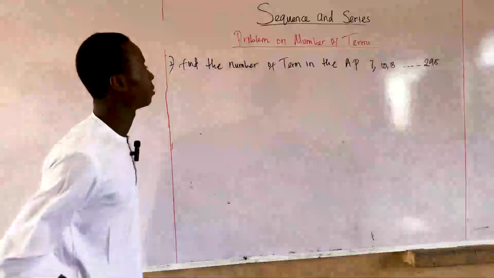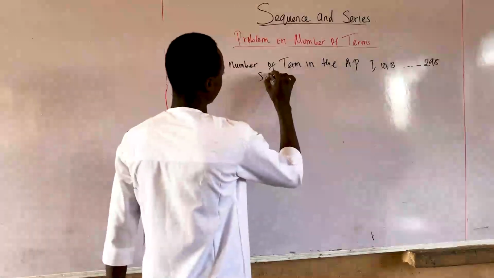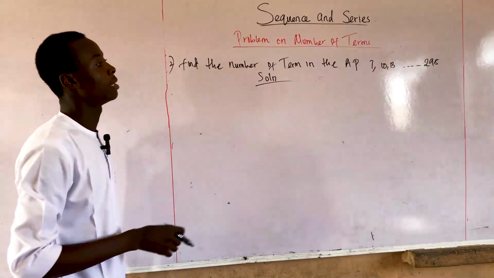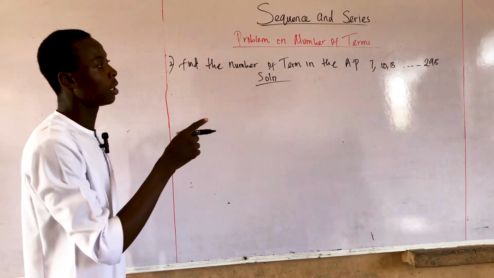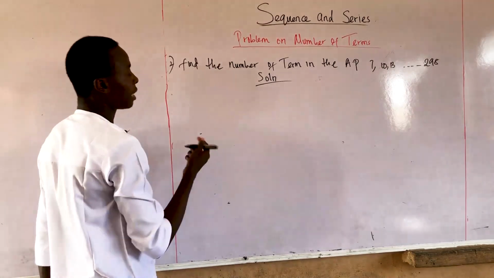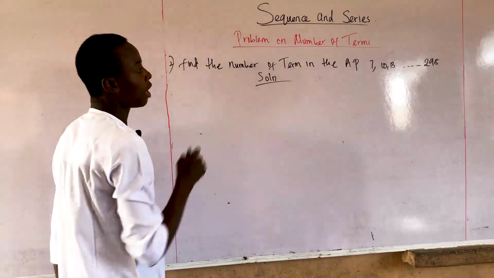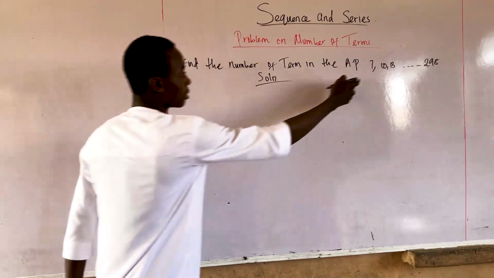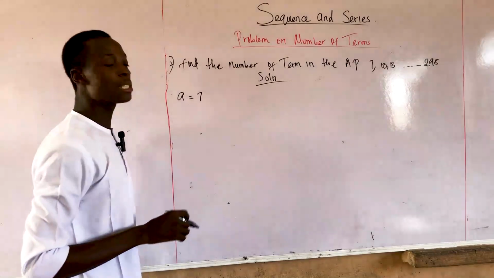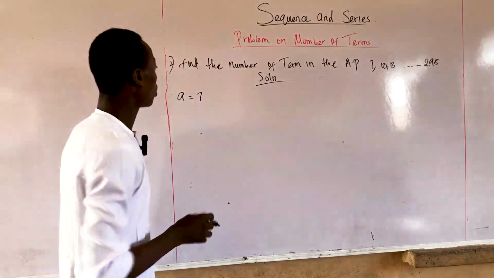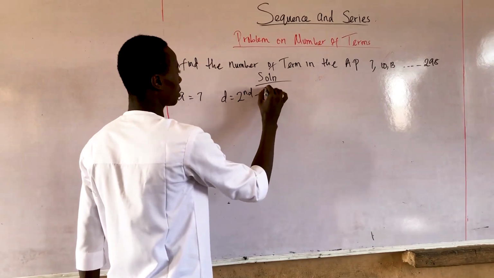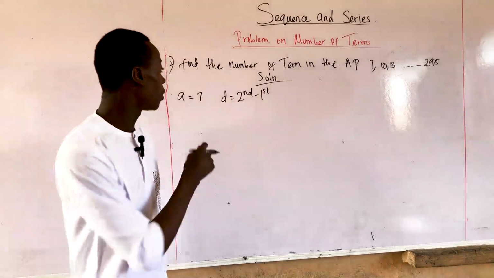So the next question now. Solution. The question goes: find the number of terms in the AP 7, 10, 13, ..., 298. So let us write our parameters first. What is our first term here? Our first term is 7, right? So A equals 7. What is our common difference here? Our common difference is equal to second term minus first term.